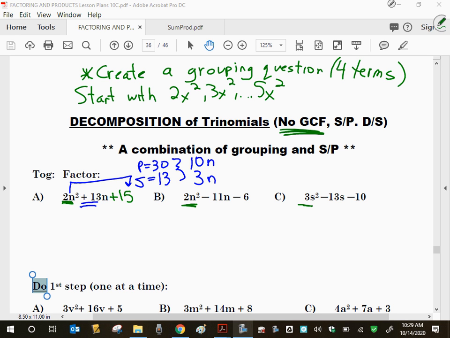What that enables us to do is to rewrite the question as a grouping question with 4 terms. Our 13n turns into 10n plus 3n. You guys agree that 10n plus 3n equals 13n? If we split terms, it doesn't change the value of the question at all. However, it enables us to do a grouping question. I'm going to put the 10 with the 15 just because I like taking GCFs out of 10s and 15s. You don't have to. You'll get the exact same answer if you put the 10 first. So I'm going to put plus 3n plus 10n.